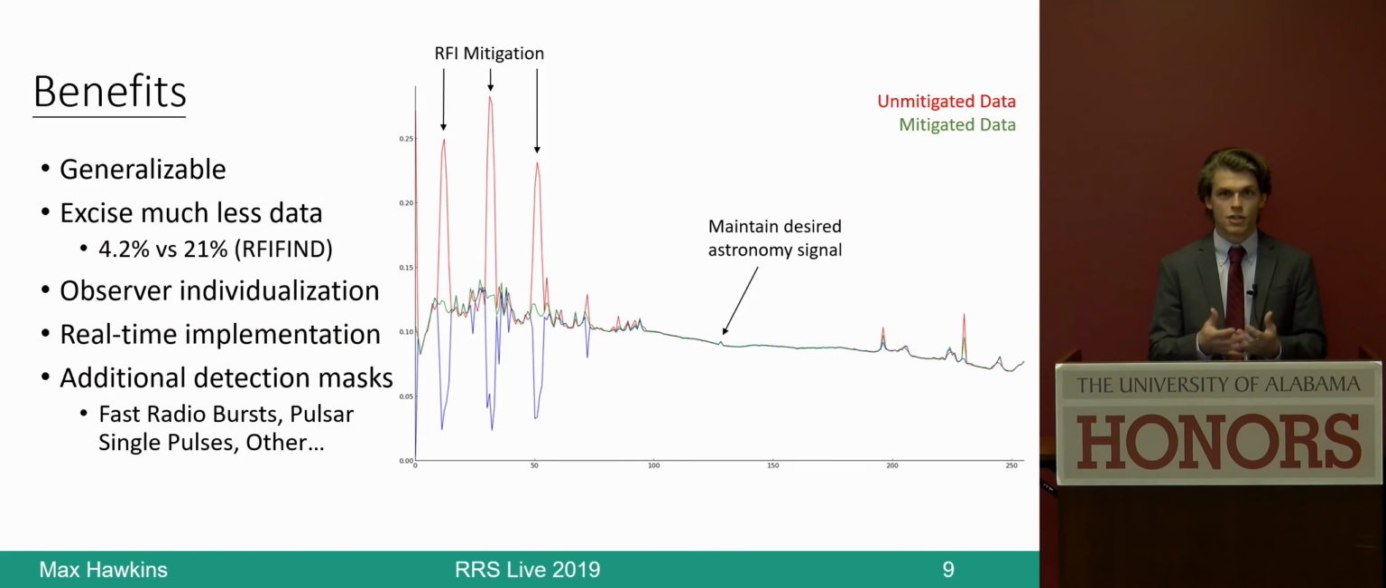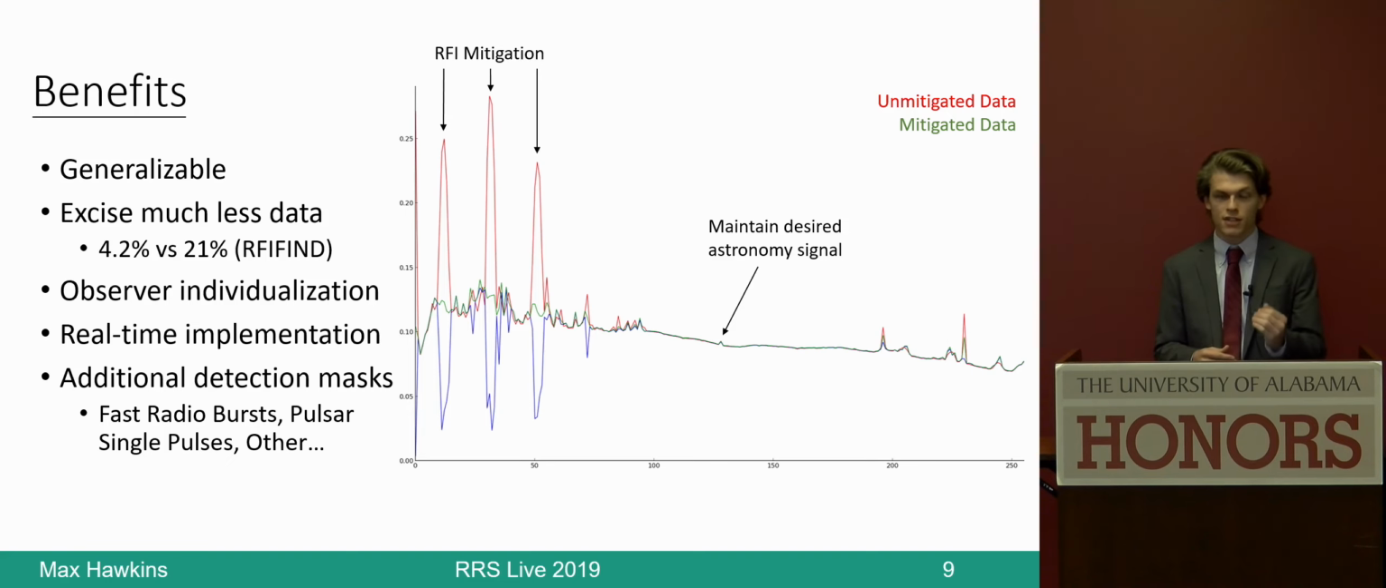So the benefits are shown in this graph. This is showing the intensity of different radio frequencies over 3 minutes of data, or about 128 gigabytes of data. You can see where the red is the unmitigated data and the green is the mitigated data. And in the left portion, you can see the red spikes that are RFI. That might be satellite, might be radar, anything, but it's not something we want.